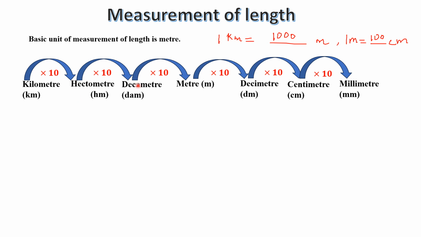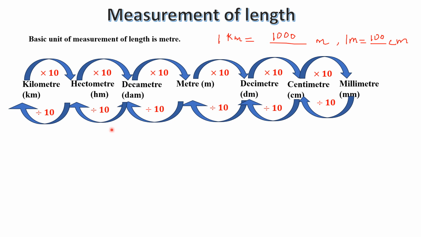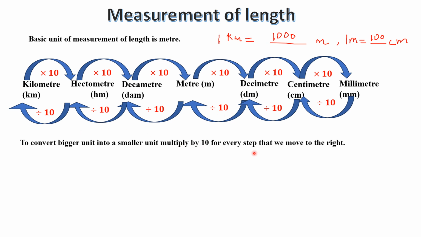Now same way, if you have to convert smaller unit to bigger unit, you have to divide it by 10. So if you have to convert millimeter to centimeter, divide by 10. Again centimeter to decimeter, divide by 10. Decimeter to meter, divide by 10, and so on. So let's do a quick recap. What we have learned: to convert bigger unit into a smaller unit, multiply by 10 for every step that we move to the right, isn't it?